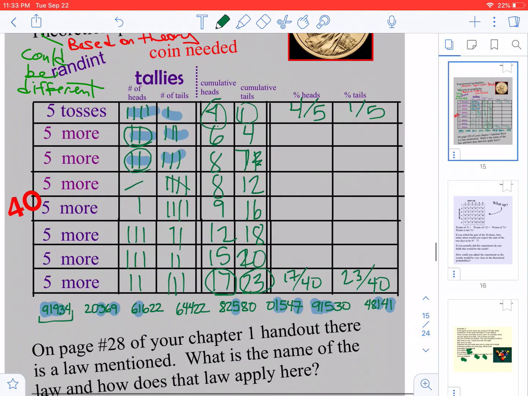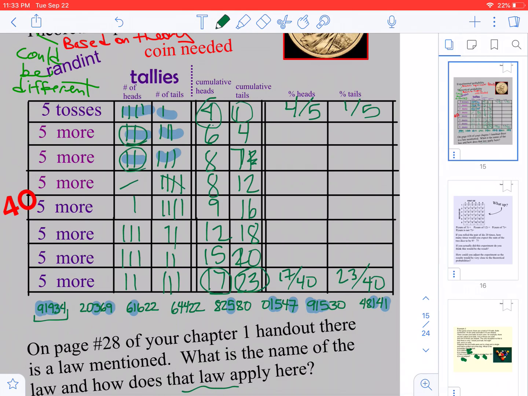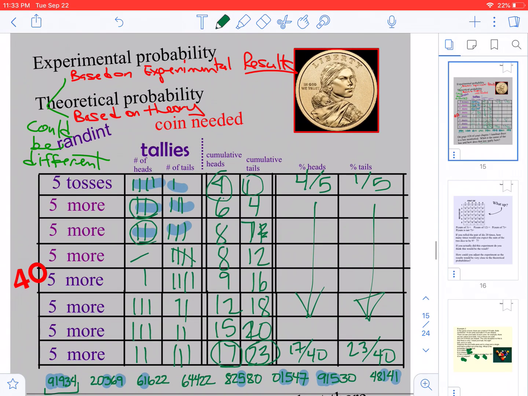So this is called the law of large numbers. And what that means is if I do an experiment, the more I go, the larger number of tries I do, the closer I get to what we know would have to be the actual probability. All right? That's, again, the law of large numbers in experimental probability.